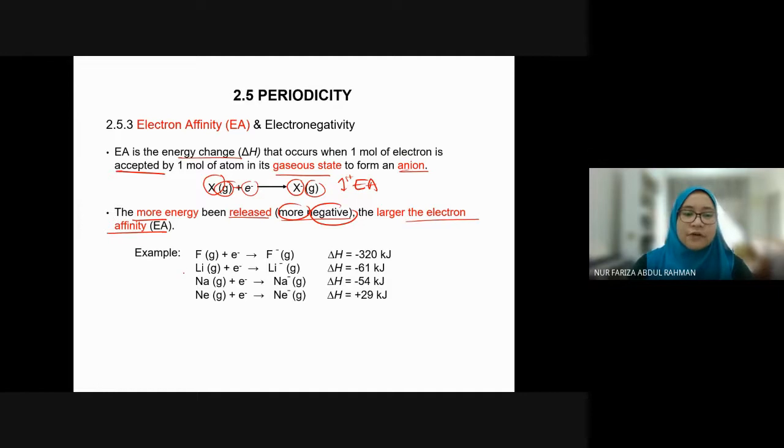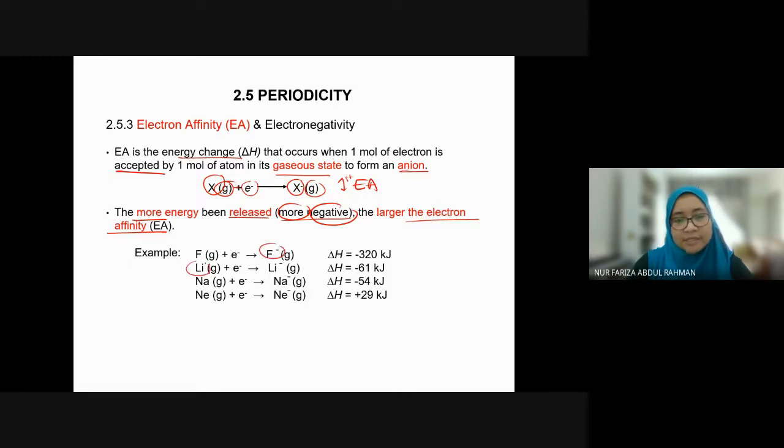So these are several elements that we can use as examples to represent the difference in electron affinity. We have fluorine from group 17, lithium from group 1, sodium also from group 1 but at period number 3, and neon from group 18. As you can see, fluorine accepts an electron becoming F minus.